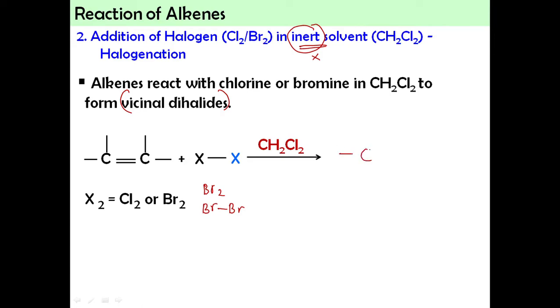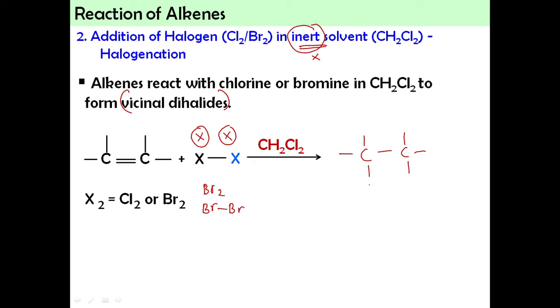Okay, cari double bond. Double bond akan jadi single. So, buka dulu double bond tu jadi single. So, figure out apa yang akan ditambah ke dalam alkene? The electrophile. So, this is the electrophile. Jadi, dia akan tambahkan kedua-dua halogen ke dalam alkene.